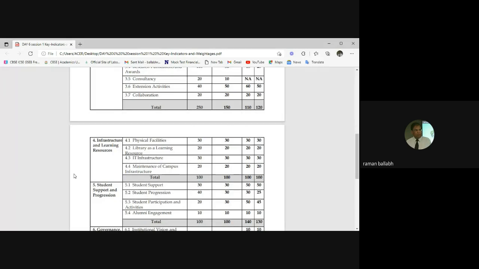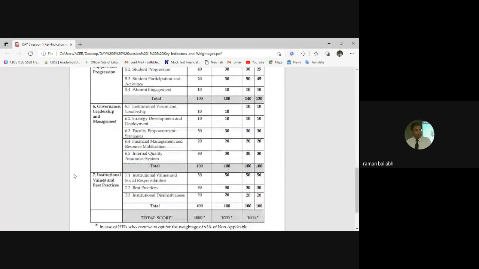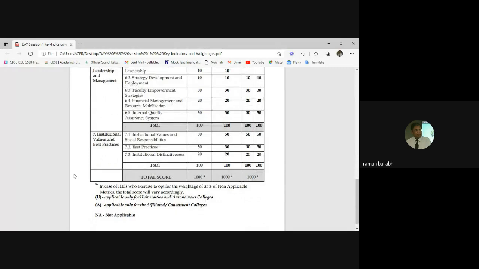So similarly, in all the different criteria, you are having these key indicators. So now, if I wish to get a very good score in NAAC accreditation, I need to focus on all these 7 criteria equally, and in every criterion there are key indicators on which I have to act, follow, implement and record in each of the key indicators.